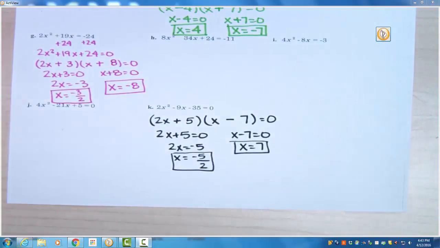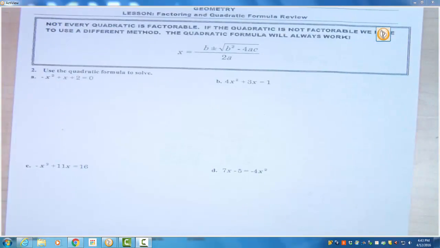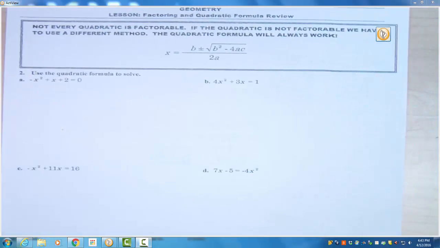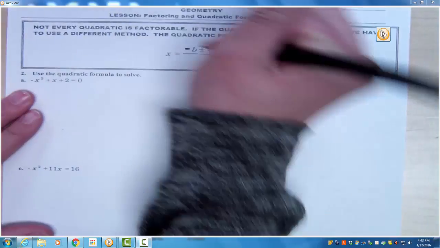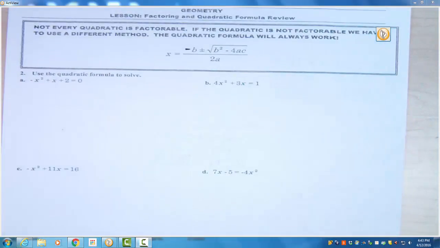So there's a couple examples. You need to finish the front on your own. I want to move to the back and just do one example with you. On the back, we are doing some examples with the quadratic formula. So remember, this formula at the top is not correct. It is negative b plus or minus the square root of b squared minus 4ac all over 2a. So make sure you put that negative in there to show it's negative b.